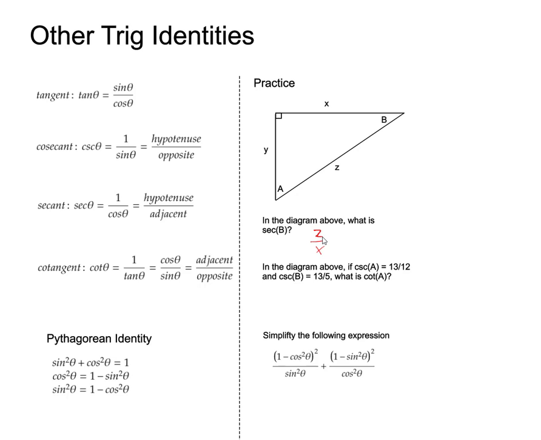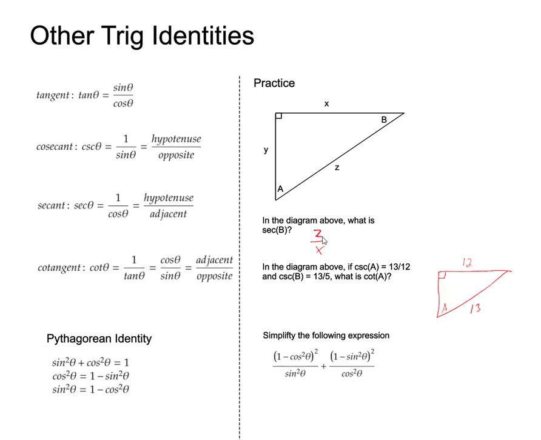In the above diagram, if cosecant of a is 13/12 and cosecant of b is 13/5, what is cotangent of a? So I'm going to redraw this diagram really briefly. And we're going to start with the cosecant of a. So cosecant is hypotenuse over opposite. Again, it's the reciprocal of sine. So the hypotenuse must then be 13, and opposite has to be 12.